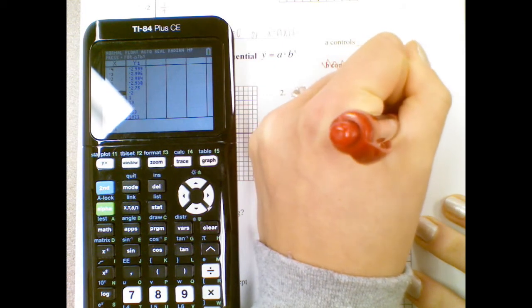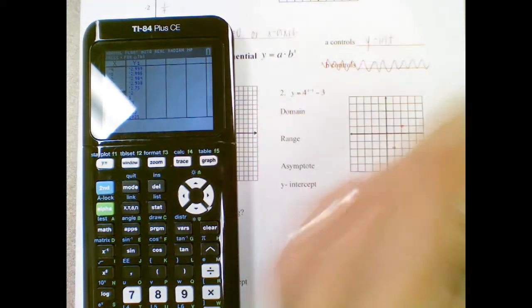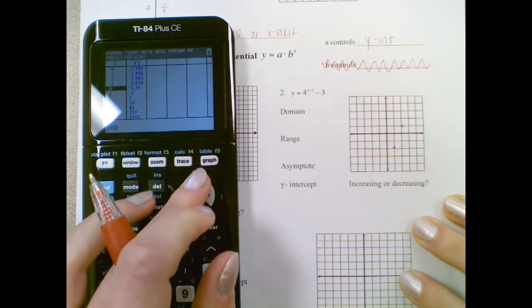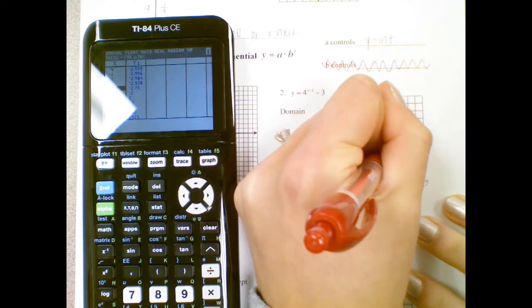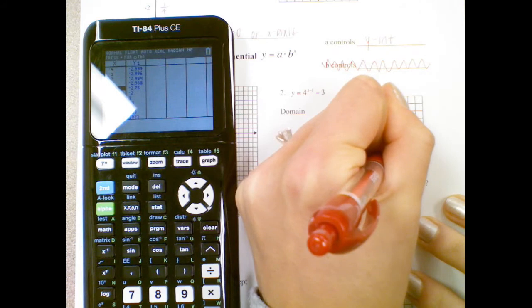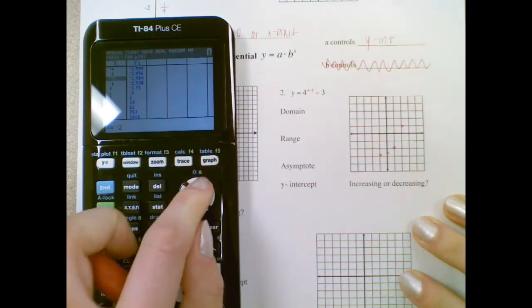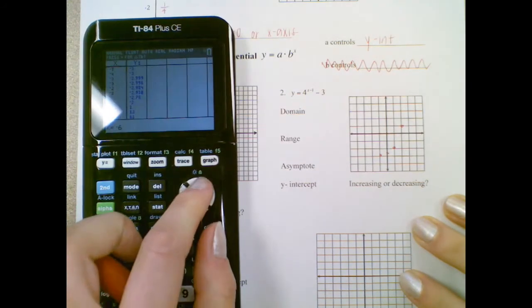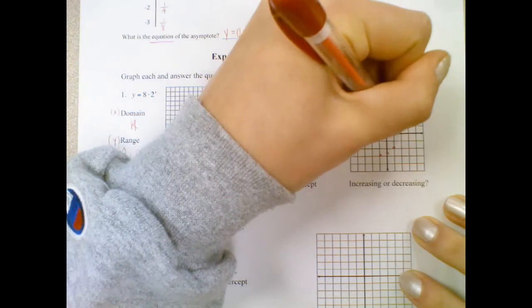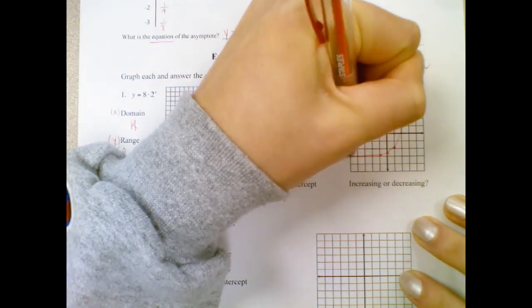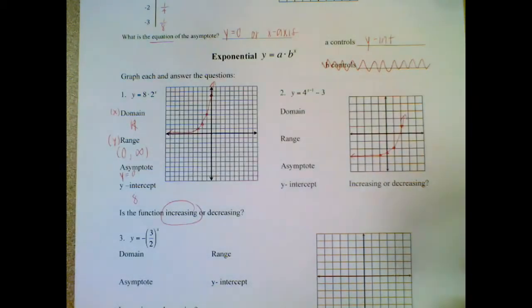Okay, 3, 13 is really big, so let's do these. 0, -2.75, -1. Okay, so it gets closer. It looks like it's closer and closer to -3. Yeah. So it looks like this. I'm going to connect those dots, okay?